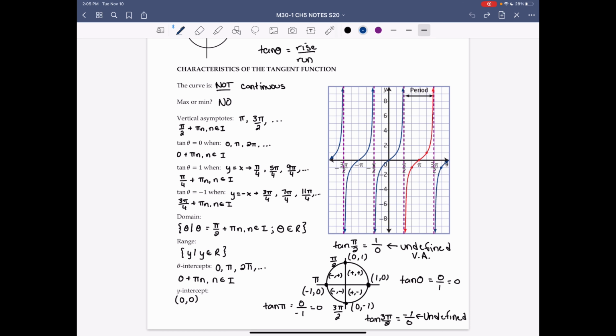I just noticed a couple errors in my notes here. So for the vertical asymptotes here, this should be pi over 2. I believe I said pi over 2, but I didn't write pi over 2. And then same for our domain here. I said one thing and wrote another. This should be theta cannot equal pi over 2 plus pi n, where n is an element of the integers, because that represents all the values of our asymptotes, which are the only values where theta is not defined.